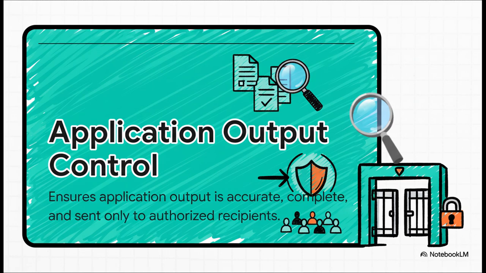Okay, so here's the more official definition. An AOC is there to give reasonable assurance that whatever the application spits out is 1. Accurate and complete, and 2. Sent only to authorized people. That second part, it's absolutely critical. That's where so much of the risk is hiding.